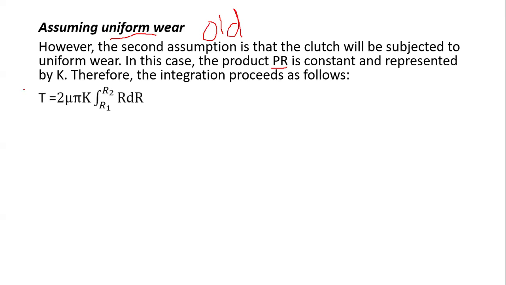Let's take it from where we were when we said torque T is equal to 2 pi mu K, then under the root, integral R to R1. So what we had was actually R squared. But in this case, it's not going to be squared because P and R are taken away by this K, which is a constant. So PR is constant and hence they represent K. We can't even integrate them. They're no longer part of the variable. Then we can now integrate this one.